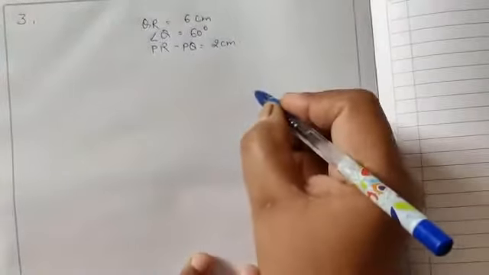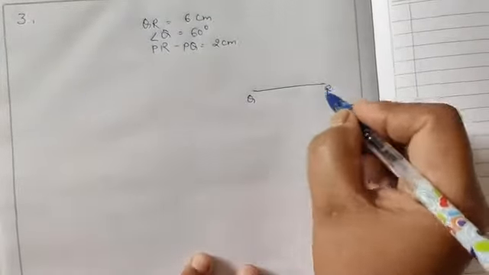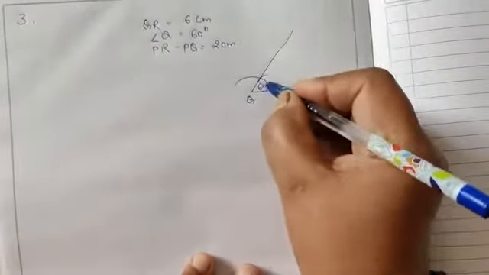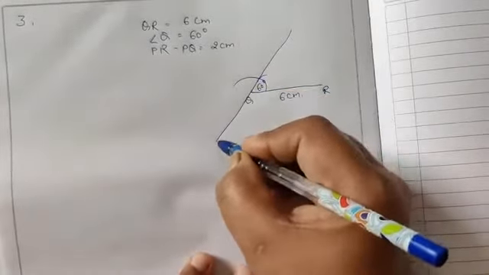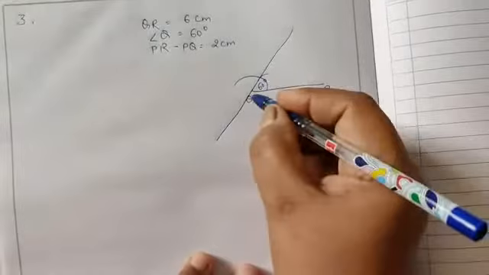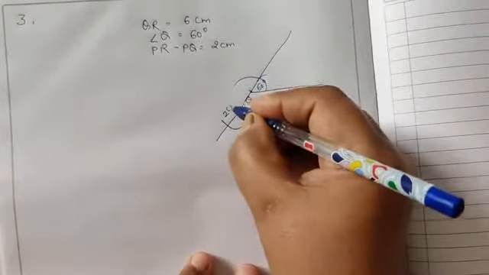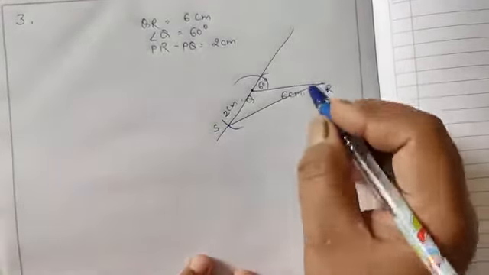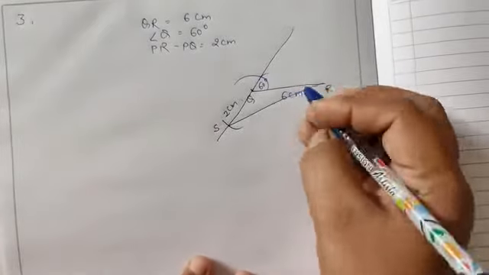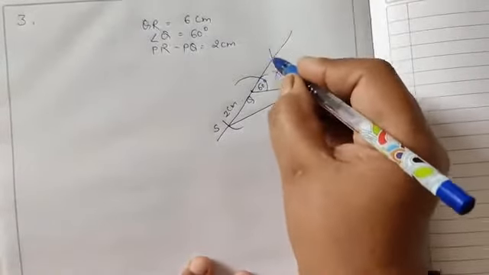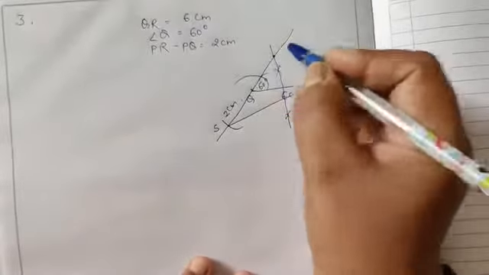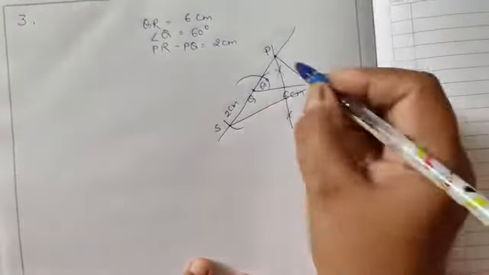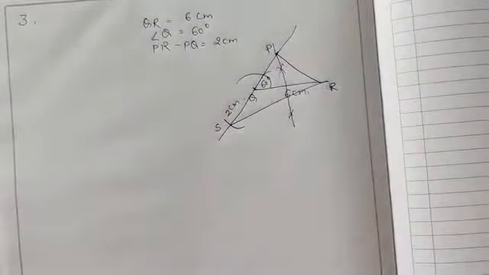Okay. First draw QR 6 centimeter, angle Q 60 degree. Produce such that PR minus PQ, cut 2 centimeter from here and join this point S to R. Now perpendicular bisect SR and this is the point P. The perpendicular bisector meets this line at the point P. Therefore PQR is the required triangle. Okay.